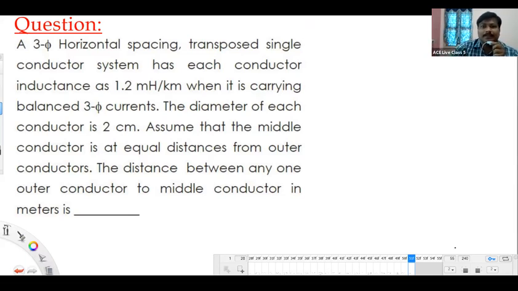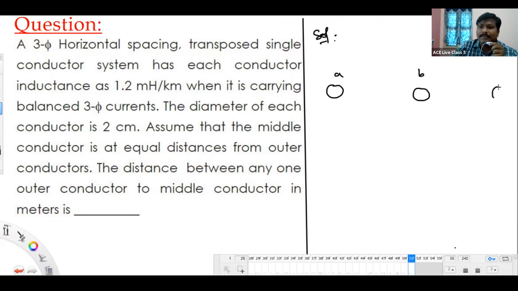Just look at this solution. What I am going to tell you is a very simple question only. First of all, we have a horizontal spacing system, something like this. He has given all the conditions in the problem. First, he said horizontal transposed system, carrying balanced currents. That also he said.